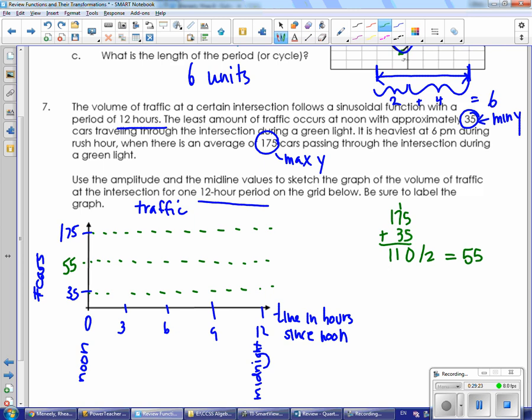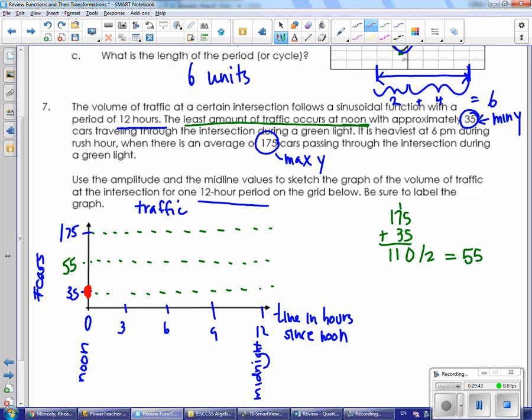Now I'm going to use the context of the problem to start plotting some points. So I'm going to go back through. It says the least amount of traffic occurs at noon. So the least amount occurs at noon. That's my minimum. So I'm going to put a point at my minimum at noon, which is that 0 hour.